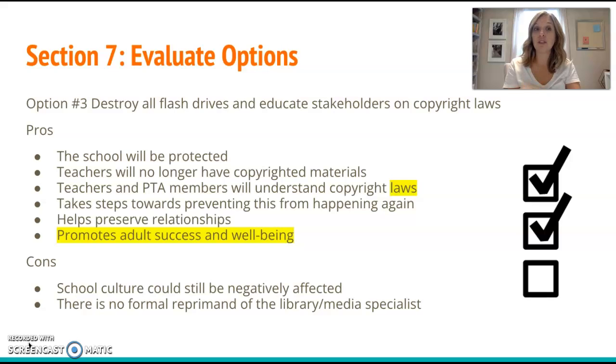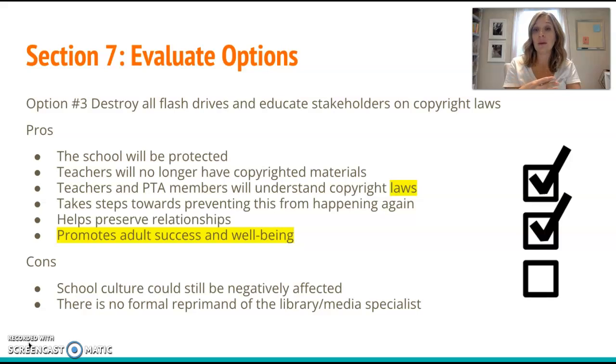The third option is to destroy all of the flash drives and remove all of the software off of the teacher's classroom computers. But on top of doing those two things, I would also take the time to educate the stakeholders on all copyright laws. The pros of this option would be that the school would be protected and the teacher would no longer have those copyrighted materials, but it would also take some steps towards preventing this from happening again in the future.